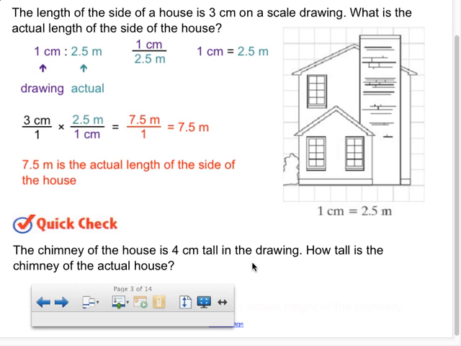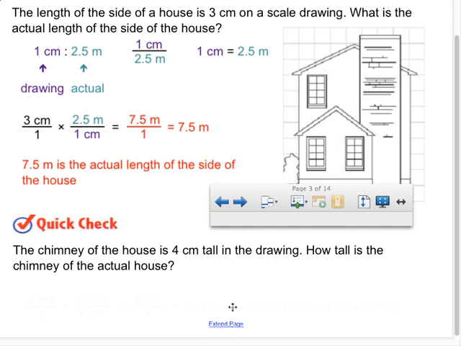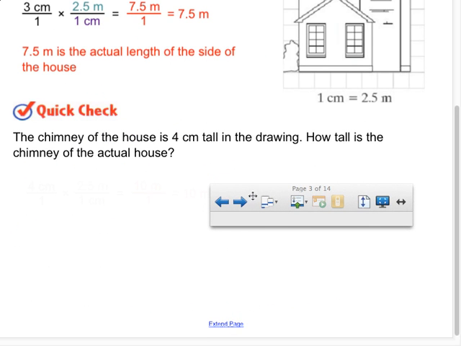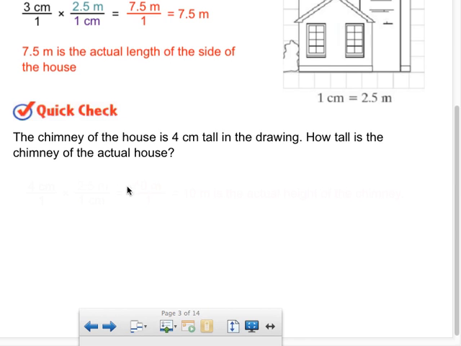Alexandra, got any ideas? You're going to multiply 2.5 times 4. Yes. I broke it down using fractions again over here. So take a look. We have our relationship from above. So this is what we start out with, 4 centimeters. I put it over the fraction 1. And I'm going to use this ratio again to convert, because I want meters, right?